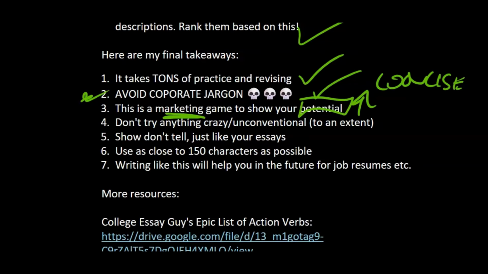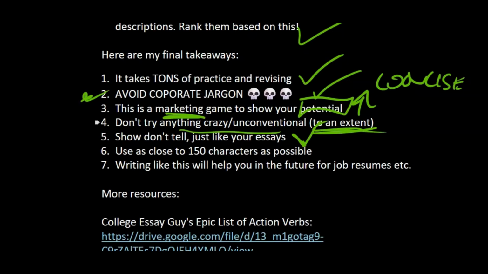Number 4, don't try anything crazy/unconventional to an extent. So this ties back to the contradicting advice, right? I've seen posts and stuff about people saying you should make jokes and stuff, and that might work, but that carries a lot of risk, right? So you can be unconventional sometimes, right? With that qualitative insight, that gives you some leeway, but you also want to get your point across, get your impact across. And so, something like this, if you want to take the risk, it's up to you. It's your application. This is just my takeaway and advice.